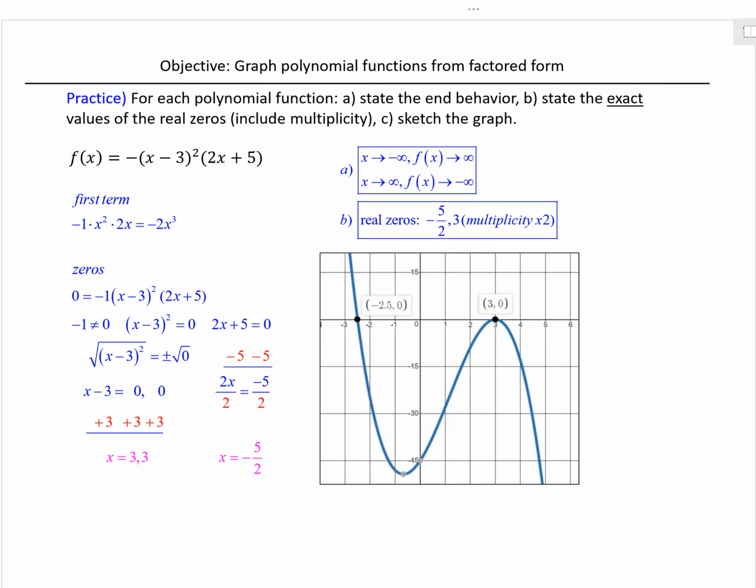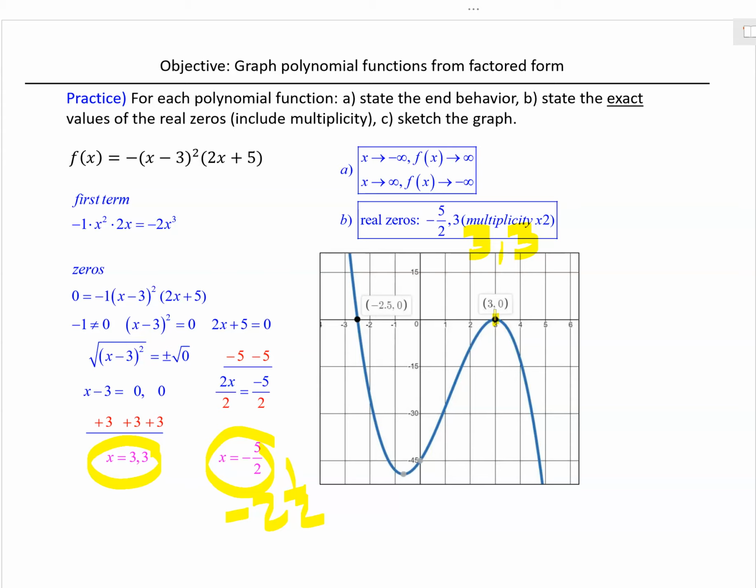So here our first term is negative 2x cubed. Our x minus 3 is quantity squared, so that gives us 2 factors, which gives us 2 zeros of 3. This one we should subtract 5 and then divide by 2, which gives us negative 5 halves, or negative 2 1/2. And so this is written with the multiplicity times of 2 notation. You could also just write 3 twice, like I have been doing. Both notations are fine. And so notice at 3, it ends up being a relative maximum.